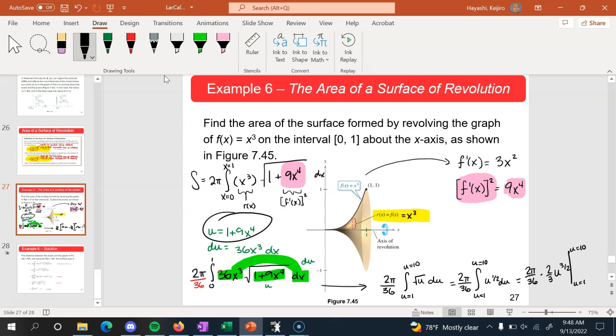Now you're entirely free, after you do this integration, to switch it back into terms of x and use x equals 0 and x equals 1 again. But ultimately, you will just be doing the same thing as plugging in 10 and finding whatever 10 to the 3/2 is, and you'll be doing the same numerical things either way.